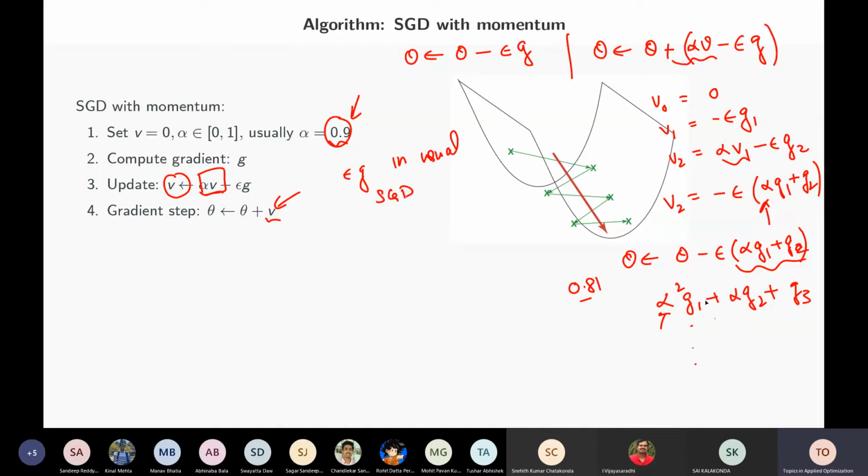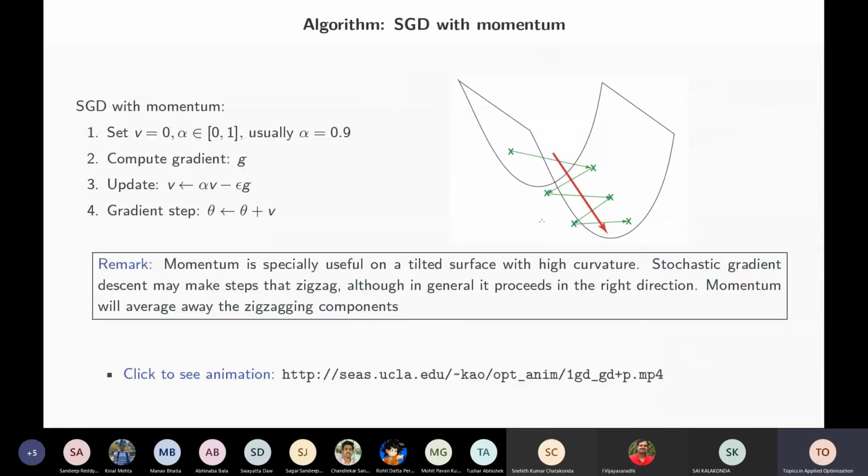So overall, the intuition behind this is that rather than taking only the current gradient, you take some kind of weighted average, in the sense that the most recent one will be given higher weightage compared to the previous one. As you go ahead in future, you give less and less importance to the previous gradients. So why should we do all these things? The idea here is the following.